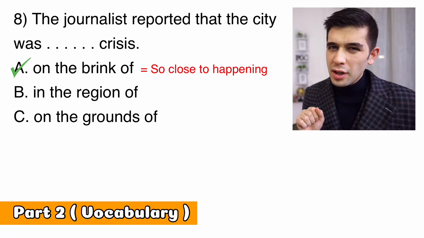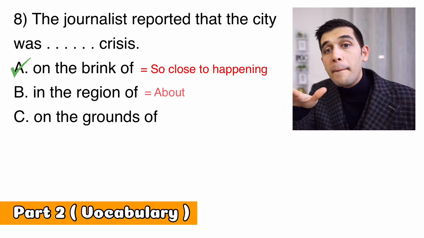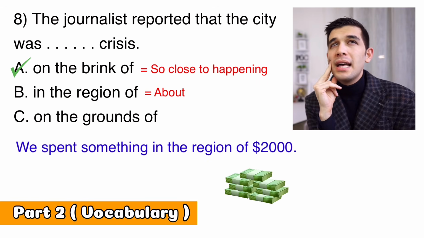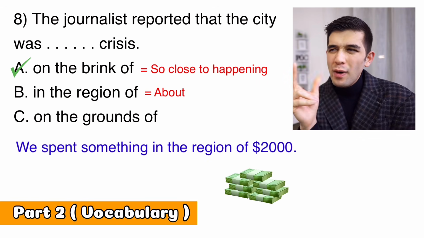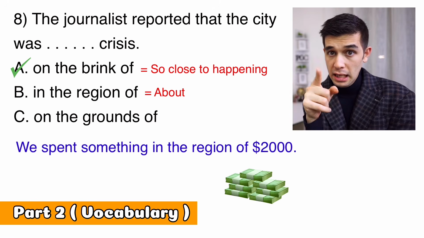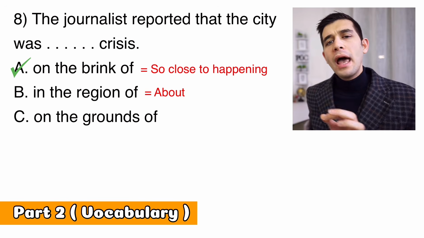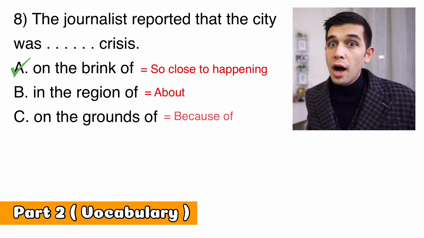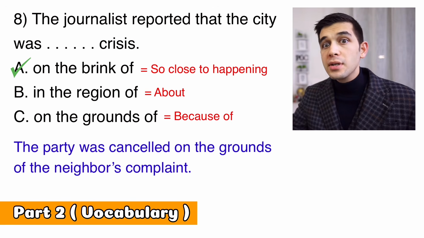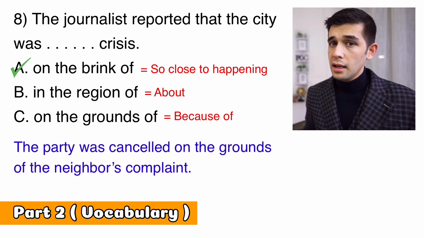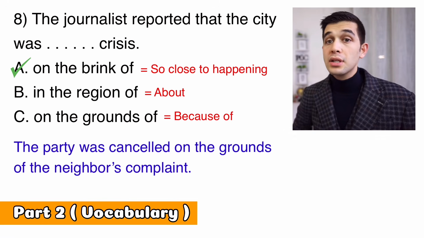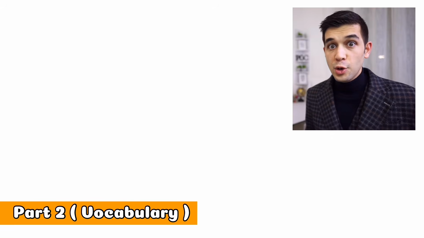But what about in the region of? What does it mean? That means about. For example, we spent something in the region of $2,000. That means we spent around, about, approximately $2,000. That's in the region of. But what about on the grounds of? On the grounds of means because of. The party was cancelled on the grounds of the neighbor's complaint. So there was a party, the neighbor called the police, and then the party was cancelled. Why? On the grounds of the neighbor's complaint. All right, moving on to question 9.